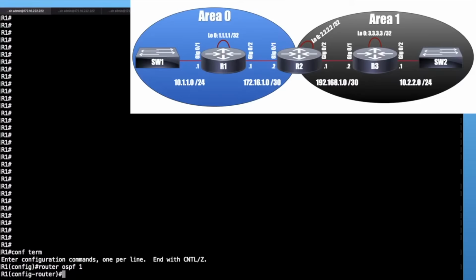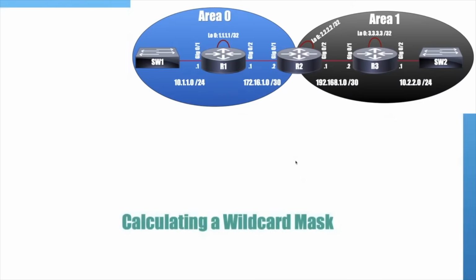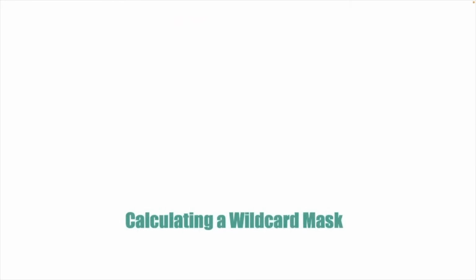Now, I need to advertise the networks that R1 knows about. I'm going to say network. Oh, you know what? Let me do one thing first. I want to show you one thing first. We're going to be using something called a wildcard mask. And this wildcard mask can be derived from a subnet mask. We're going to be using a wildcard mask in this command, and some people get a little bit thrown when we talk about wildcard mask. So here's what I mean. It's sort of the inverse of a subnet mask.